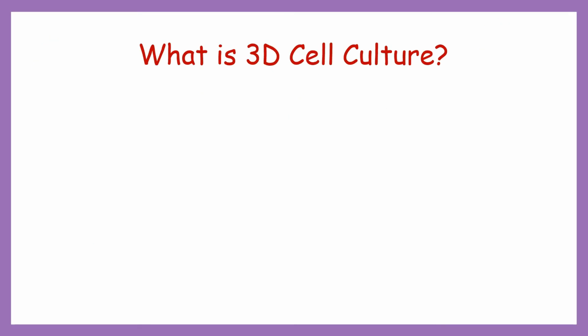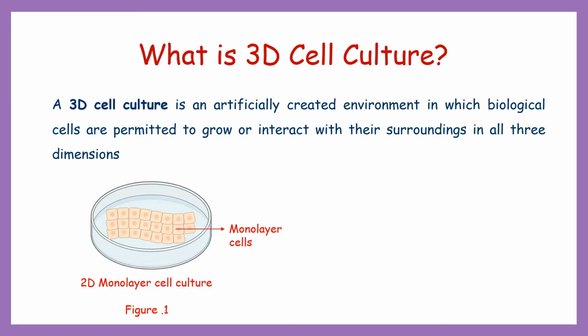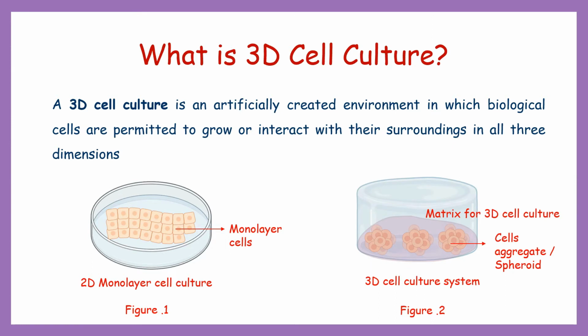A 3D cell culture is an artificially created environment in which biological cells are permitted to grow or interact with their surroundings in all three dimensions. Unlike a 2D environment, a 3D cell culture allows cells in vitro to grow in all directions, similar to how they would in vivo. These three-dimensional cultures are usually grown in small capsules in which the cells can grow into spheroids or 3D cell colonies.